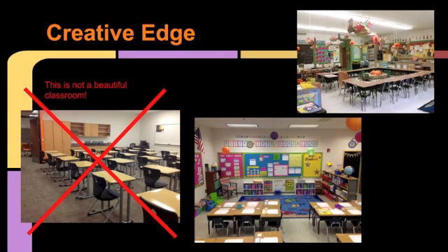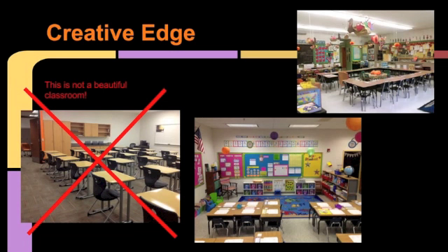For our creative edge, we gave some examples of what an ideal, beautiful classroom would be, and what a boring, more institutionalized classroom would look like. Obviously on the left, the one with the X through it is more of the straight lines all facing the front of the classroom, which doesn't really give students the opportunity to collaborate and discuss with other students.